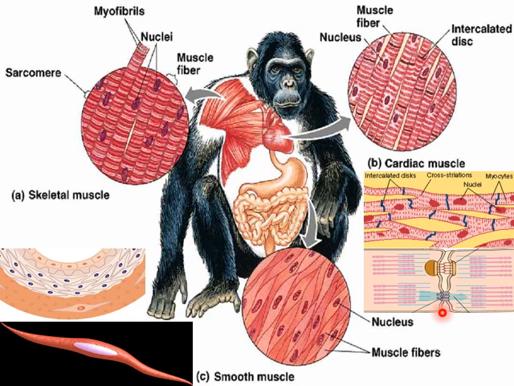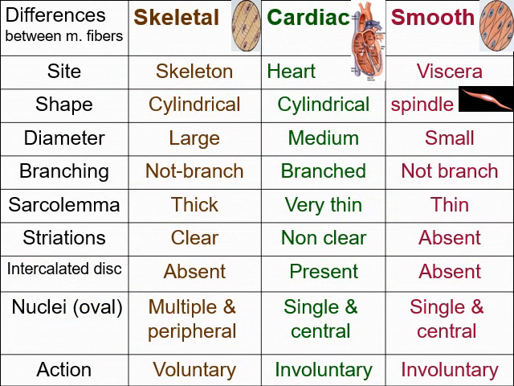Here is the intercalated disc. Smooth muscle is spindle in shape with a central oval single nucleus, and it is non-striated due to the irregular arrangement of actin and myosin. This is the table showing you the difference between skeletal, cardiac, and smooth muscle.